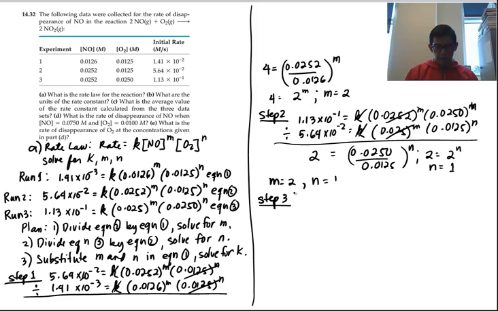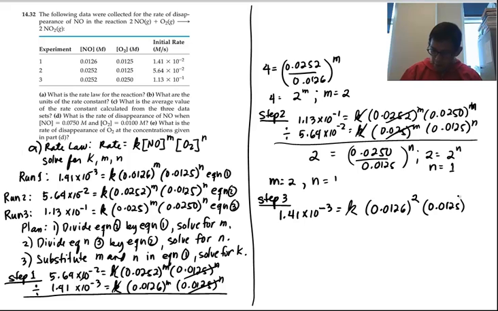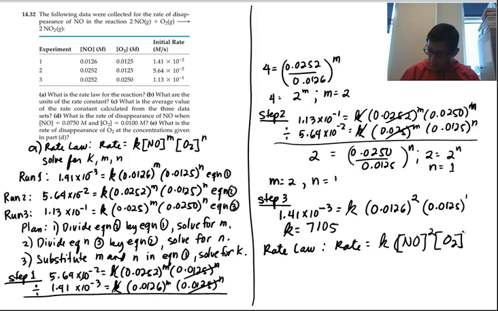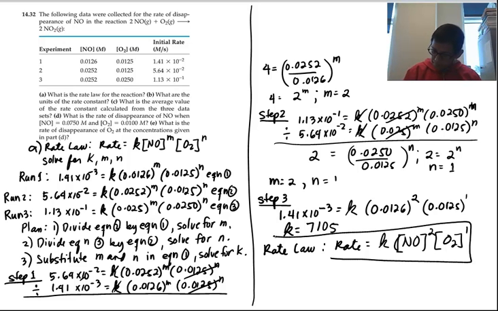We substitute the values of m and n in equation 1 and we solve for k. So equation 1, 1.41 times 10 to the negative 3 equals k times 0.0126 raised to the m, but what is m? It's 2, times 0.0125 raised to the n, and n is equal to 1. So if you solve for k, k should be 7105. So then the rate law is rate is equal to k times concentration of NO raised to the m, which is 2, times concentration of O2 to the n, which is 1. This is part A.